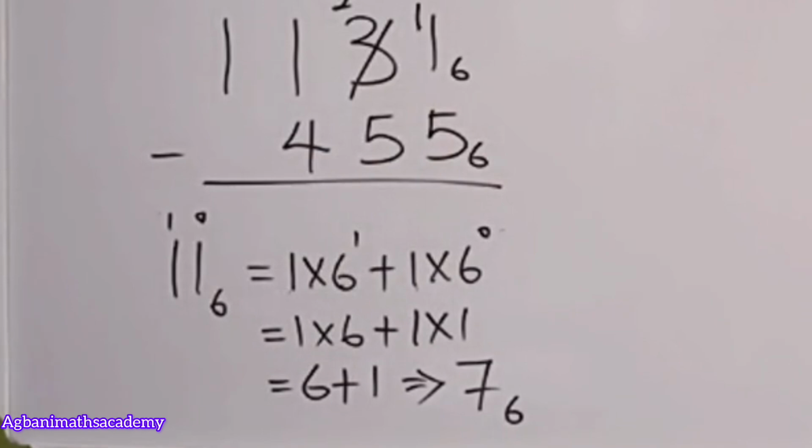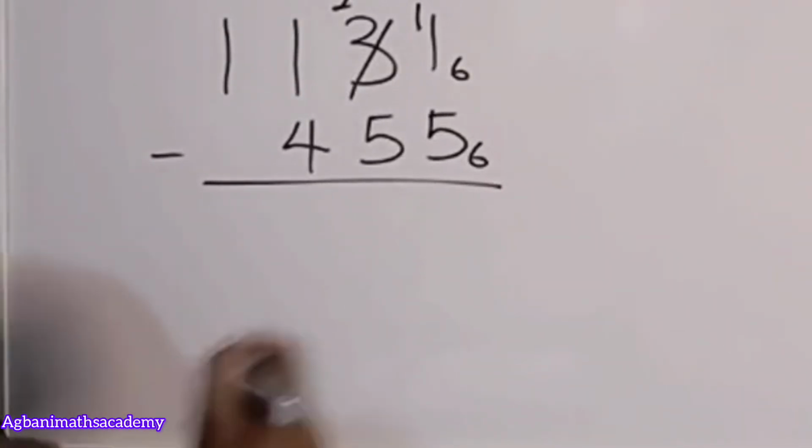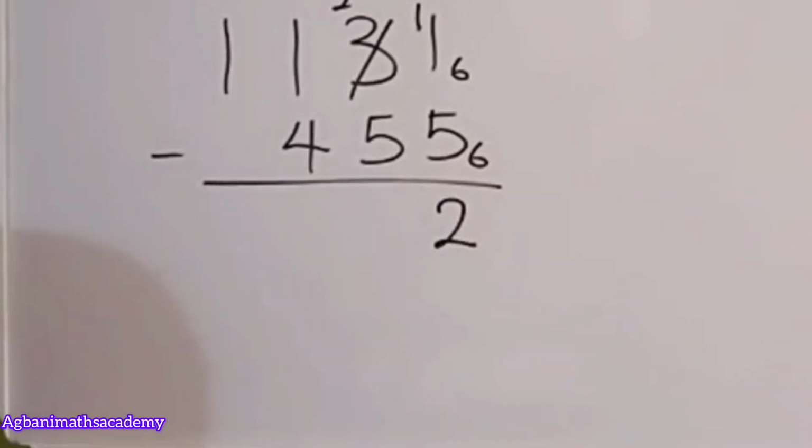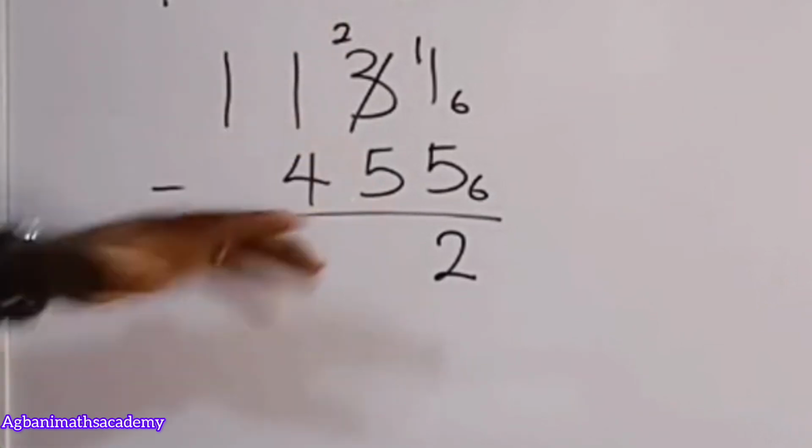So you're going to do 7 minus 5, and that will give us 2. Next, here we have 2 left, and 2 minus 5 is not possible.